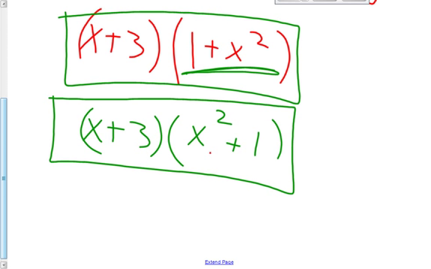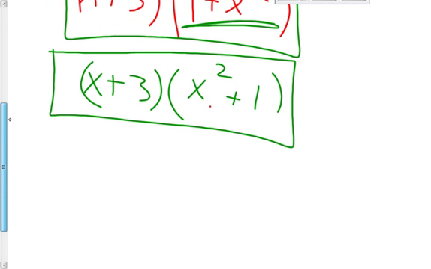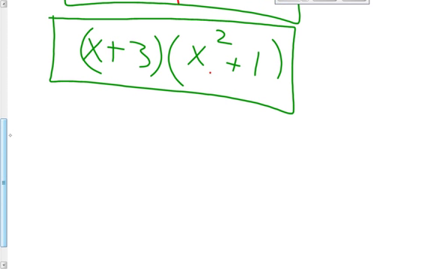Is there any way I could check my answer to know for certain if I have the right answer? The answer to that question is yes, you can do that, just by FOILing: first, outside, inside, last. So watch me FOIL. Class, you don't have to check your work, but I certainly recommend that you do.